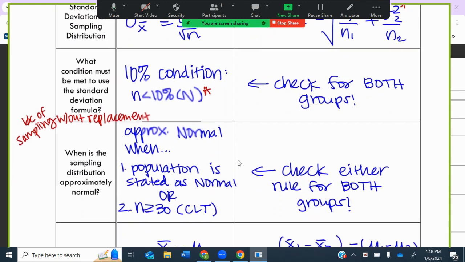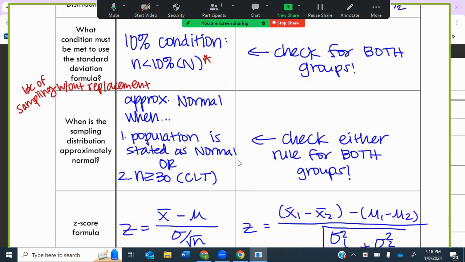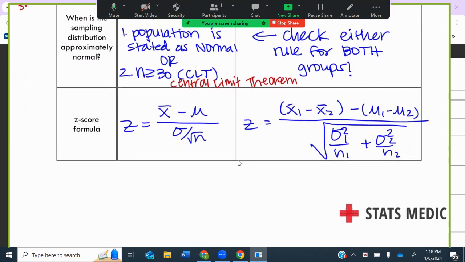And then this one has new normal rules, remember. Either you'll be told that the population is approximately normal or normal, or if you're not told that, you should have at least 30 in your sample, which is called the central limit theorem. You're allowed to use CLT as the abbreviation for it, which I've been saying is very helpful since we live in CLT, so it's easy to remember. And then, like I talked about a minute ago, we have our 2 z-score formulas.